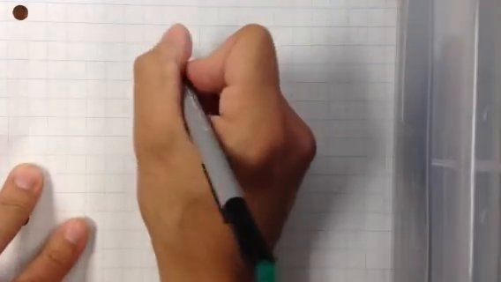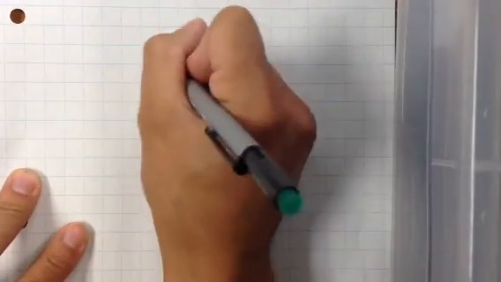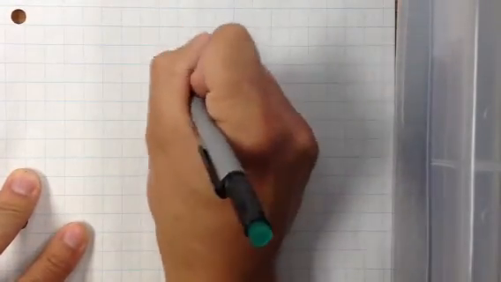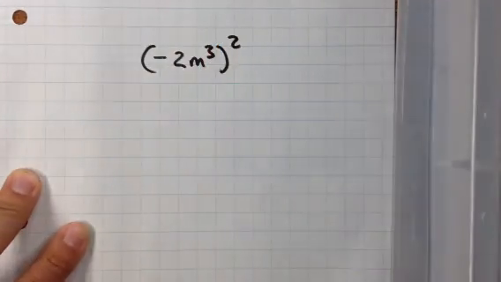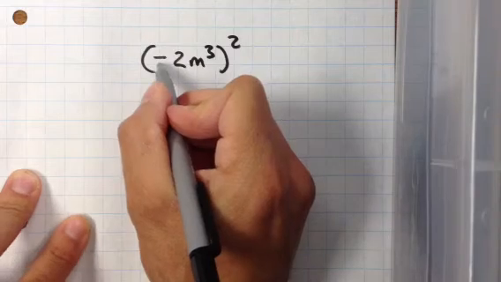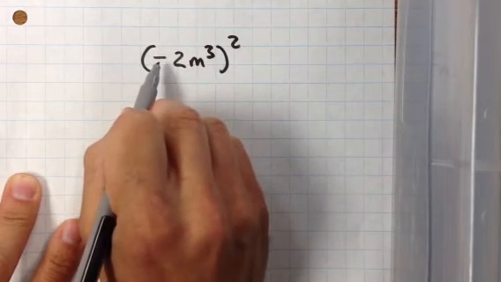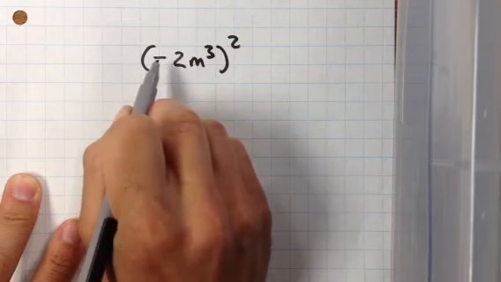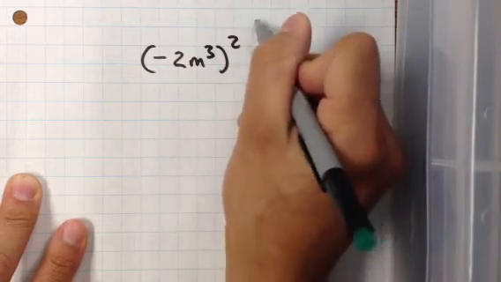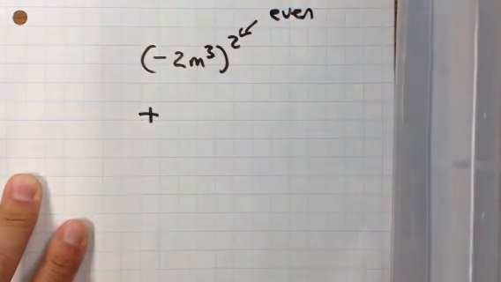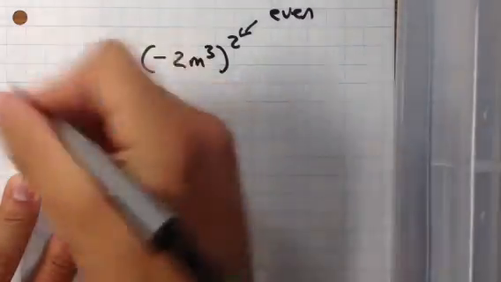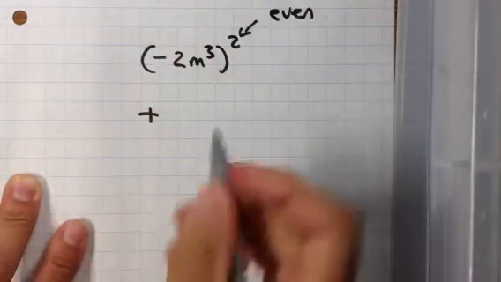Okay, so if I had something like (-2m³)² and I squared it, deal with the negative first. Will you have a negative in your answer or will you not? Is that an even exponent on the outside? Yes, it is. So it means my answer will be positive. Then do the question like we just showed you before.